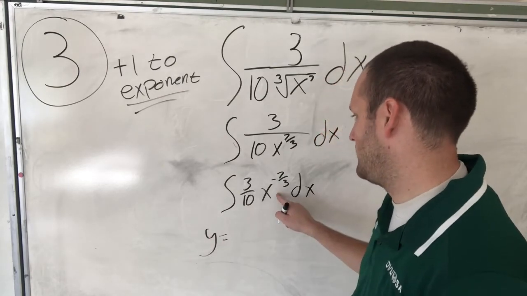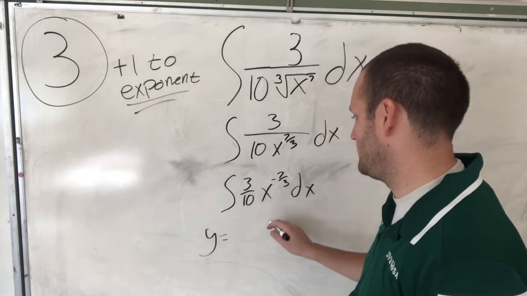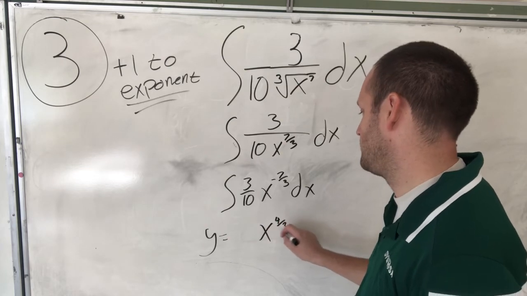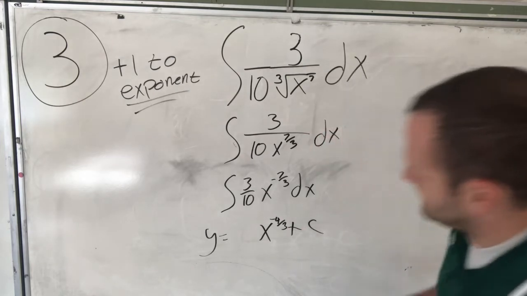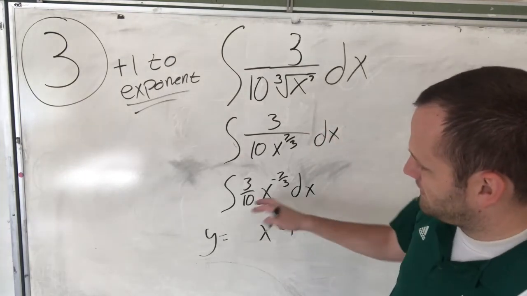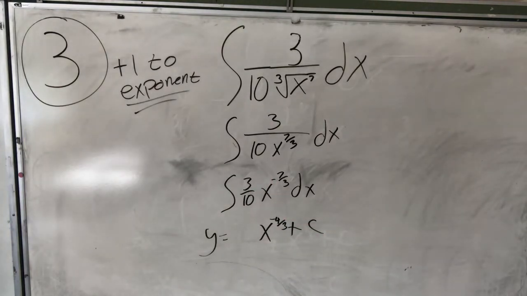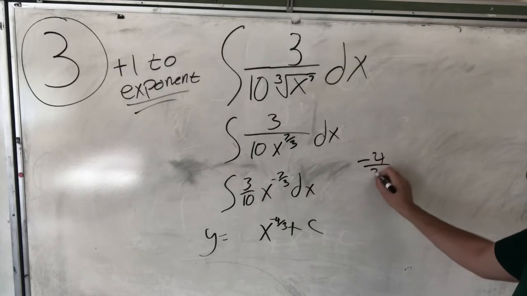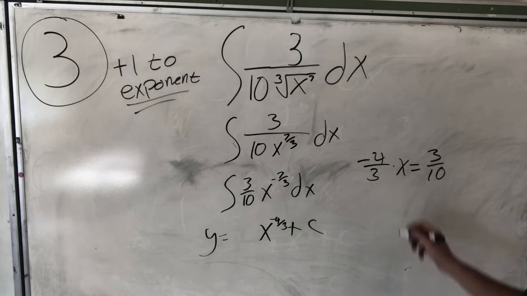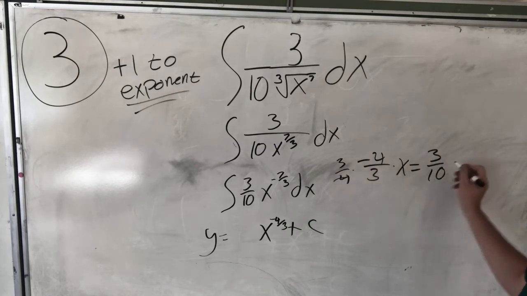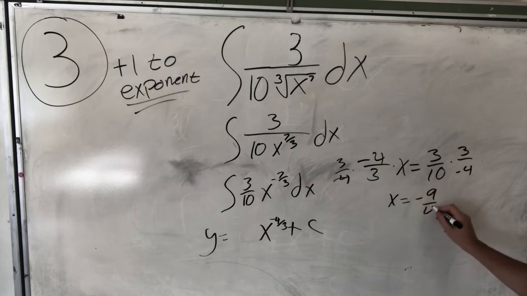So let's see here, I need to add 1. So if I add 1, that's going to become x to the 4 over 3, it will be negative still, plus c. All right, well, let's see here, 4/3 times what equals 3/10? Remember, that's a trick you can always do. Multiply by 3 over negative 4. That's going to give you negative 9/40. Ooh.